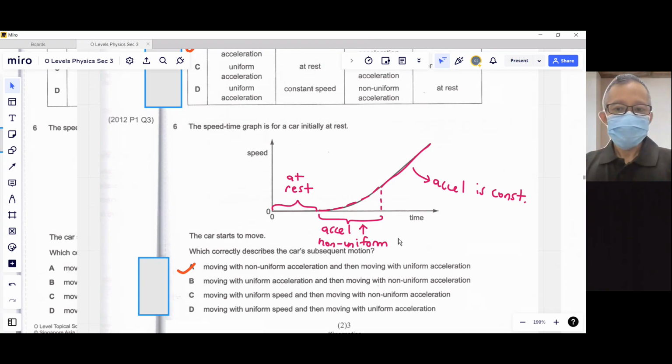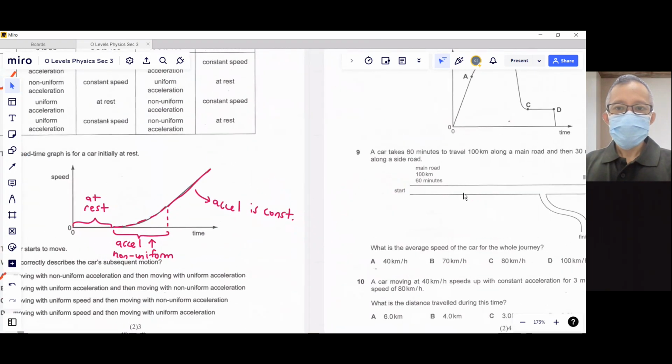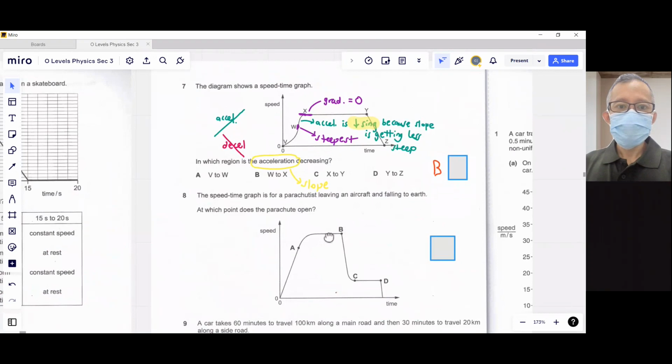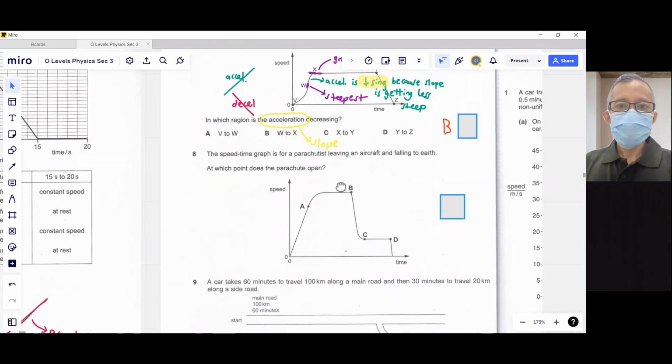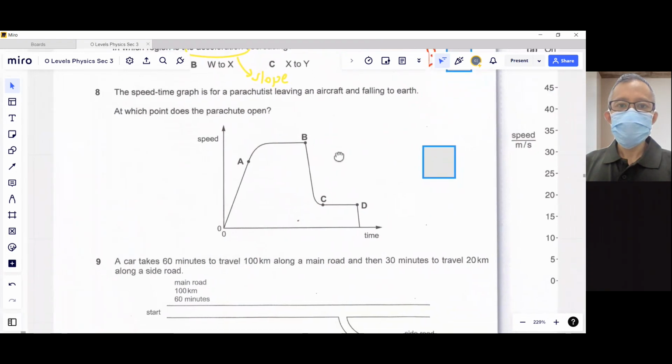Okay, let's go on. Number 7, we've already done it. Number 8, at which point does the parachute open? Oh, this one is very tricky. This one, you make a guess? Skip. Number 8, do you do it?